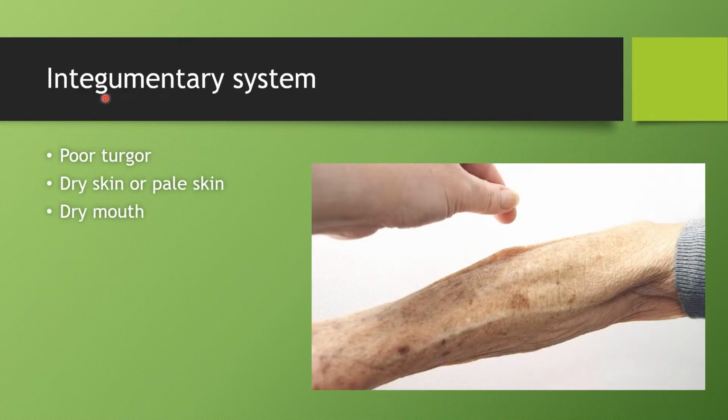Then integumentary, that is the skin. How do we know the person has dehydration? That is poor turgor. Here see this image. When we pinch the skin it has to go back to the normal condition, but here it is not going back. So if you see this type of skin, the person might have dehydration. Okay. Then dry skin or pale skin, dry mouth. The mouth and oral mucosa get very dry.